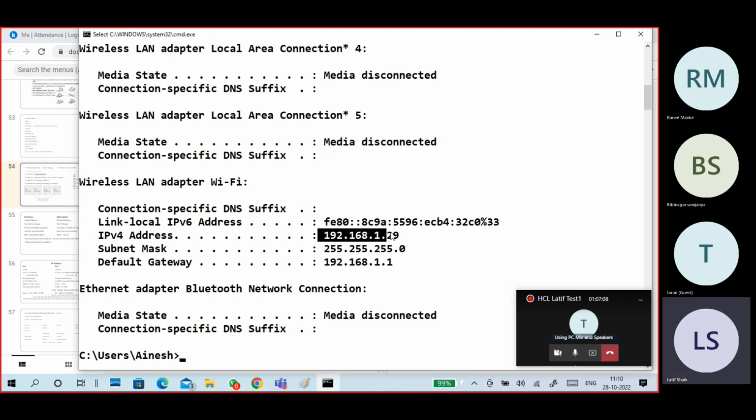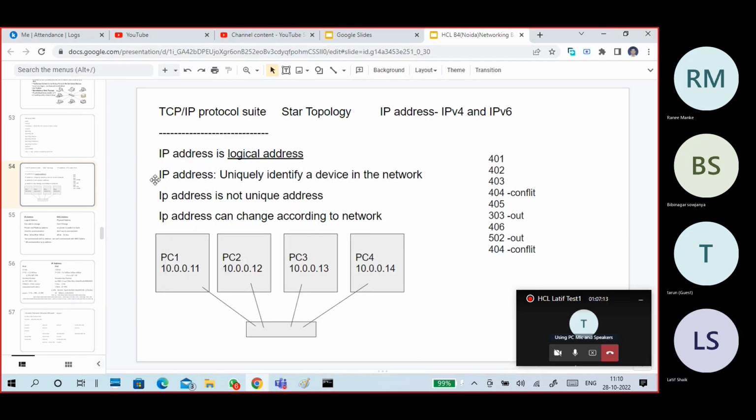This is my current IP address. If I go to my office, I will get 172.16, some kind of series. So the IP address can be changed according to the network. We can change an IP address. We cannot change the MAC address, but we can change that. This is the basic introduction to IP address.